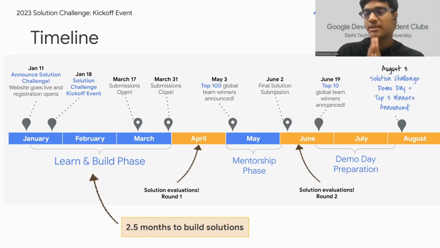On June 12, there will be a final submission, and then the mentoring will continue for the final rounds, and then the top 10 teams will be announced. They'll get all the mentoring for the final demo day, and then on 3rd of August, at the Solution Challenge demo day, the top 3 teams will be announced.